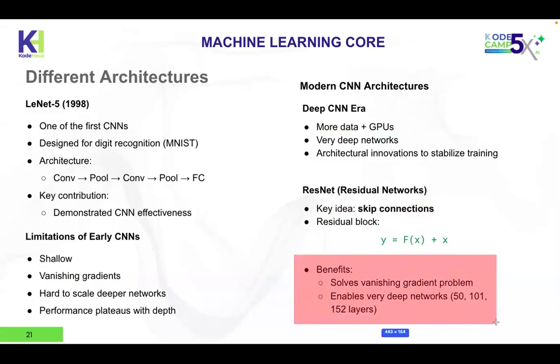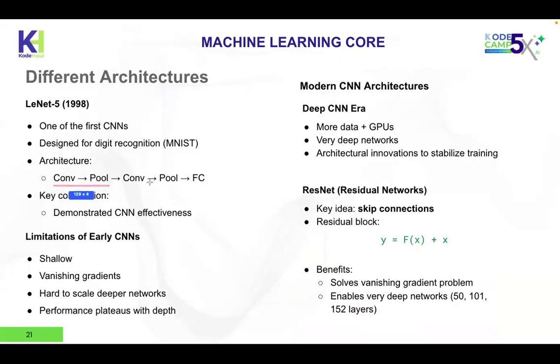So yes, I talked about this already. Skip connections allow us to solve the vanishing gradient problem. Once you solve the vanishing gradient problem, you can enable very deep networks. You now started having networks as deep as 50 layers, 101 layers, and 152 layers. Think about that and compare it with LeNet, which only had two layers and a fully connected layer, which is basically for inference. So we are going to try some of these.